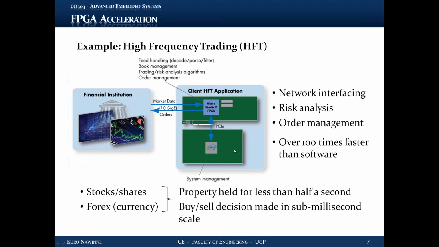the overall management system runs on a traditional programmable computer, while the risk analysis and buying selling decisions are made at the FPGA level. So the FPGA works with a computer processor to do the overall operation, but the high performance part happens on the FPGA. So that's just one example.